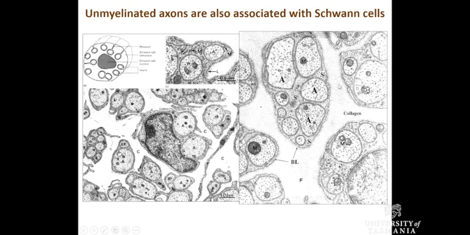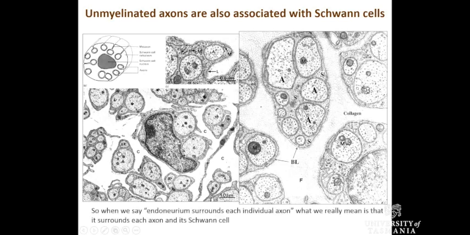So out here we've got the collagen fibrils of the endomysium, and they actually have a little basal lamina on the outside of the Schwann cells as well. And then that binds with the loose connective tissue, holding it all together. So when we say endoneurium surrounds each individual axon, what we really mean is that the endoneurium, the loose connective tissue, surrounds each axon and its Schwann cell.